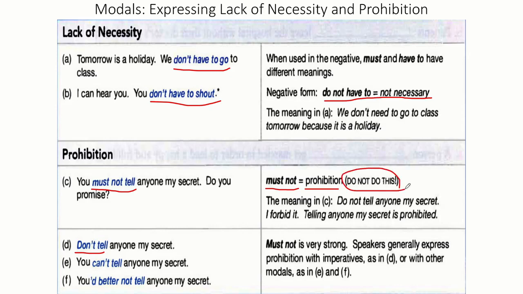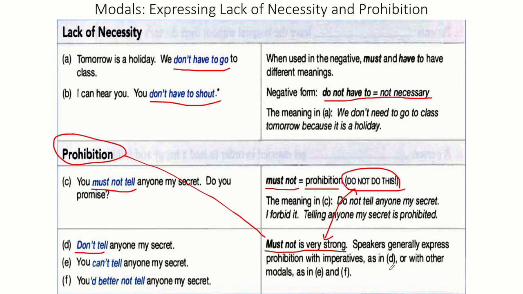Do not do this. So you must not tell anyone my secret. Do you promise? This is the meaning of prohibition, and we use must in the negative form. Must not is very strong, so remember this as well. Must not is a very strong kind of modal that we can use for prohibition. It means that the person listening shouldn't do it. Do not do this, this is the meaning. There is no way of doing that.